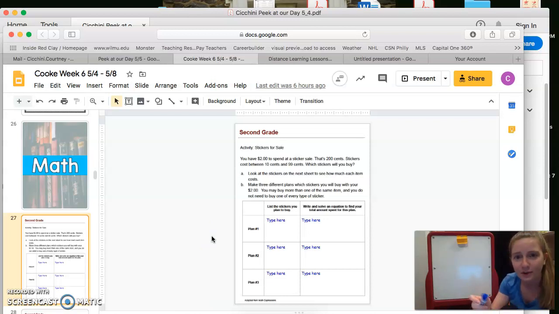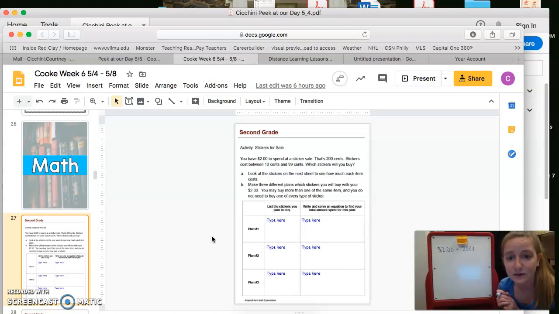All right, I hope you had time to grab something to write with. I'm just going to read over the directions and then we'll go through the activity together. It says you have $2 to spend at a sticker sale. That's 200 cents. So remember, when we have our dollar form, $2, that's the same as 200 cents.